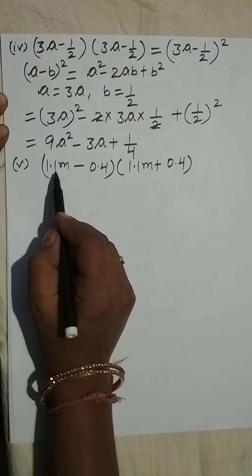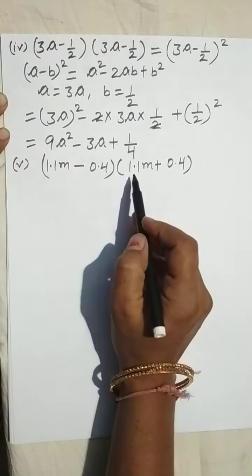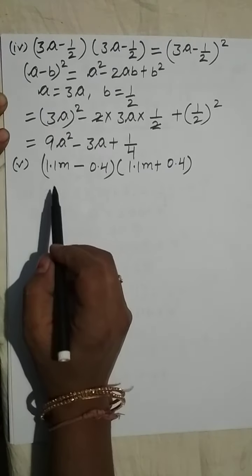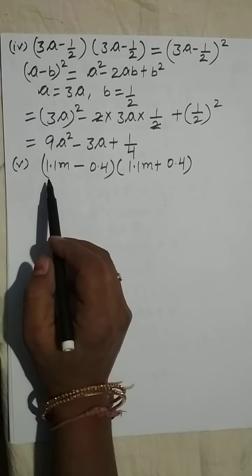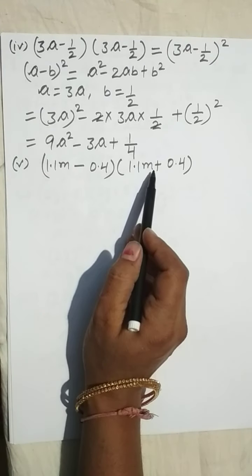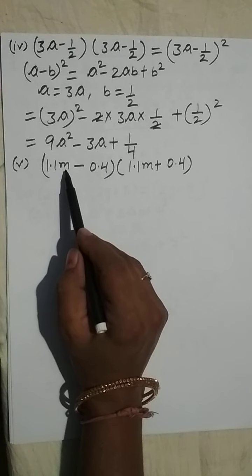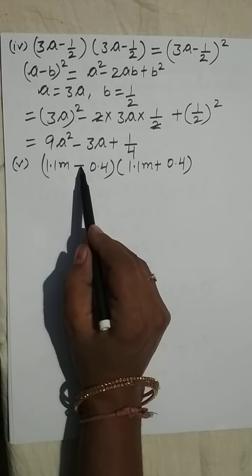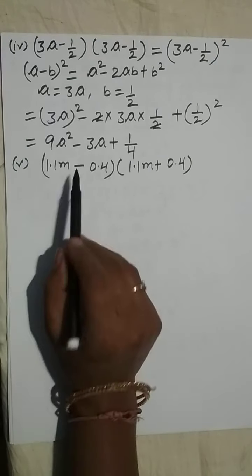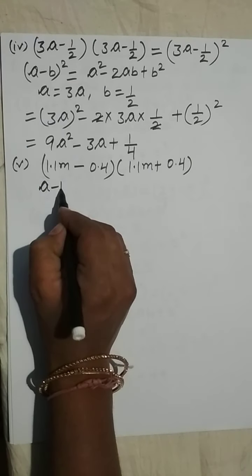Fifth part is (1.1m minus 0.4) into (1.1m plus 0.4). Now up to the fourth part we have done the type of (a plus b) whole square and (a minus b) whole square, that is, both the brackets contained the same terms with the same sign. Here the terms are the same, but in the first bracket there is a negative sign, and in the second bracket there is a positive sign. So this is the kind of (a minus b) into (a plus b).